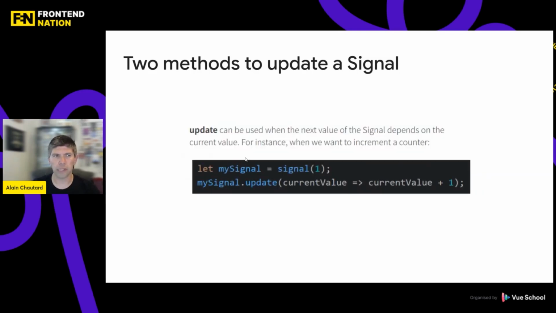So here's an example with update. Create a signal with a value of 1. You want to update it by incrementing the value, pass a function as a param, and current value return current value plus 1. That's a good use case for update. And once you know that, that's it. You know how to create a signal, read its value, and update it. And you're almost all good to go.